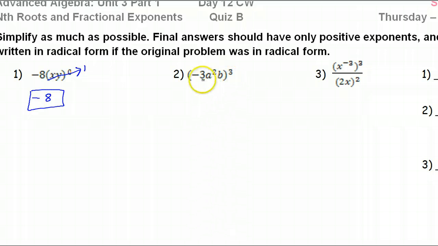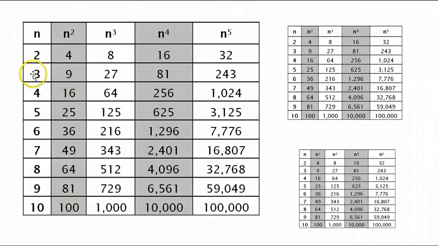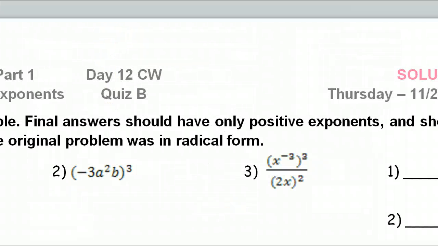Looking at number 2, I have to do all this stuff to the 3rd power. Now, -3 to the 3rd power is -27. By now you should have memorized that 3 to the 3rd power is 27. And when you do a negative number to an odd power, it stays negative. With the variables, I have to multiply those. So 2 times 3 is 6, so I will have a to the 6th power. And then, of course, I have b to the 3rd power.